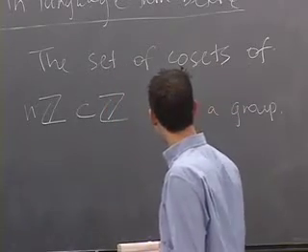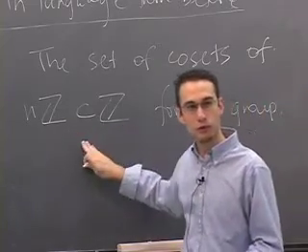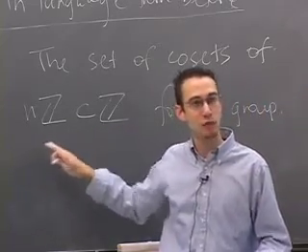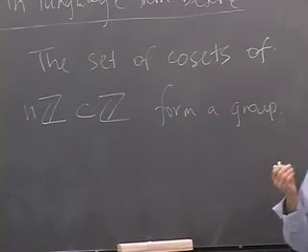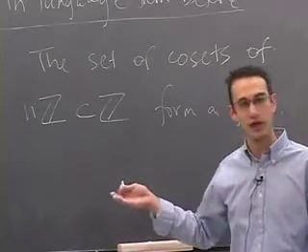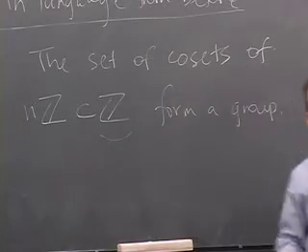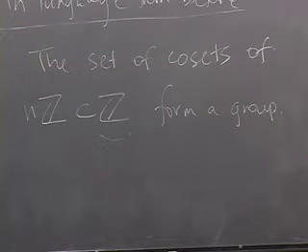And it's going to turn out that this isn't going to be true for arbitrary subgroups of a group. It's not going to be true that if I just have any subgroup, then the set of cosets are going to form a group. But it is going to be true in the case of normal subgroups. But here that's trivial because Z is abelian, so every subgroup is a normal subgroup. Is that clear? Are there any questions?